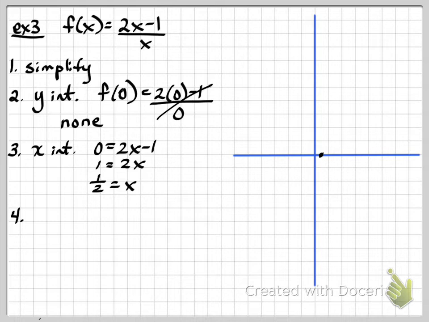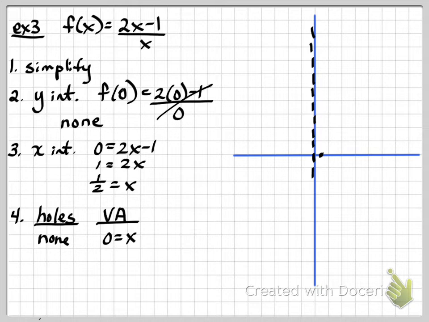Step 4, find any holes or vertical asymptotes. There are no holes because nothing factored and reduced. Vertical asymptotes, it reminds us to set the denominator equal to 0 and solve. Well, we don't have to solve. We'll go to 0 on the x and do a dashed line through it, crossing the x. So it's the y-axis.